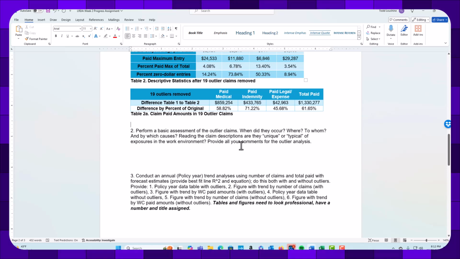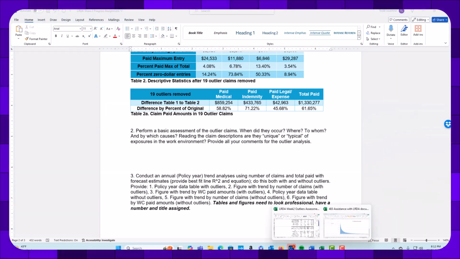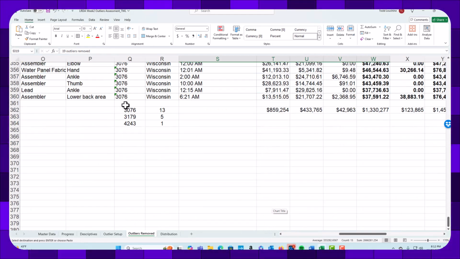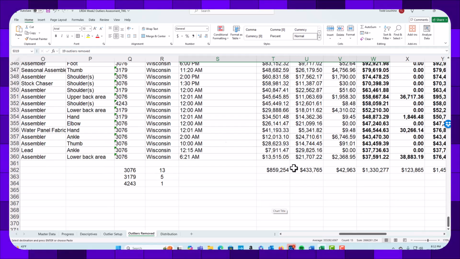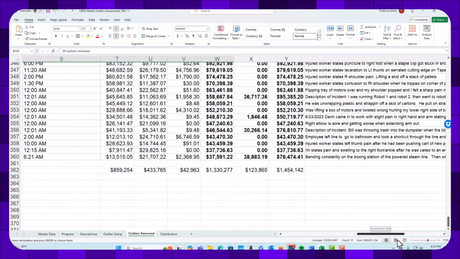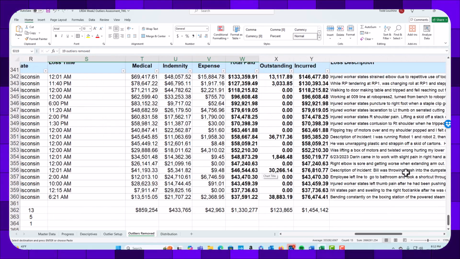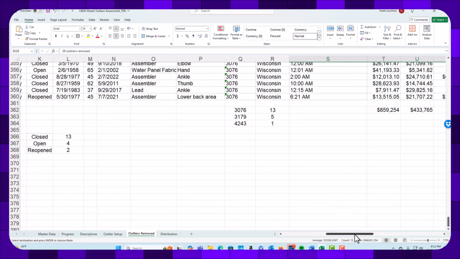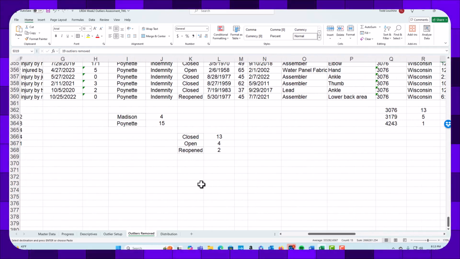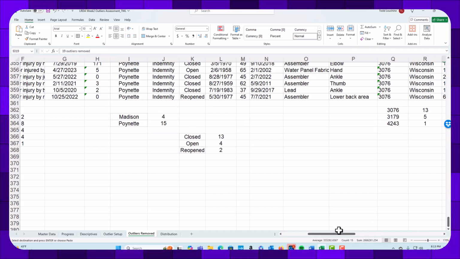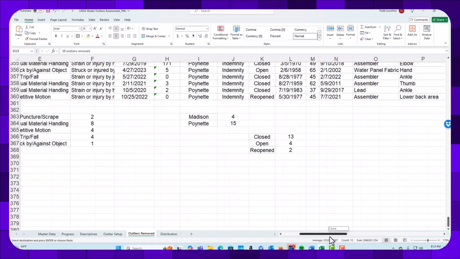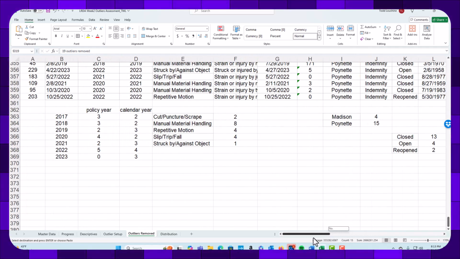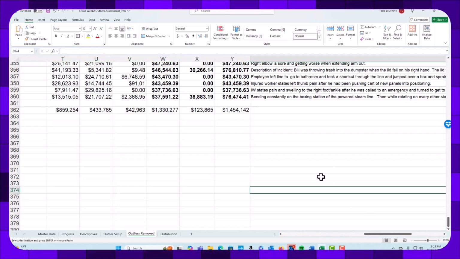And then as far as the assessment, it's all right here. I did the assessment stuff down here. You don't have to make tables for that. We're just kind of making comments here, but you could basically explain a little bit more. I think it'd be interesting just to kind of, in sentences, give the breakdown by site, the breakdown by close, open, reopen, the breakdown by policy or calendar, and also the causes. That's what I would do.